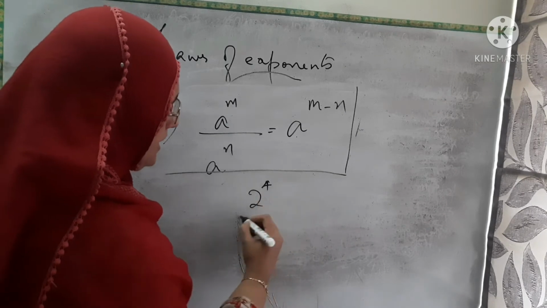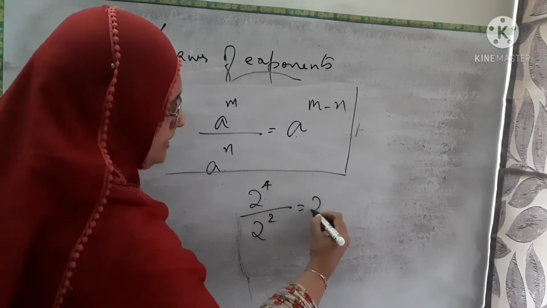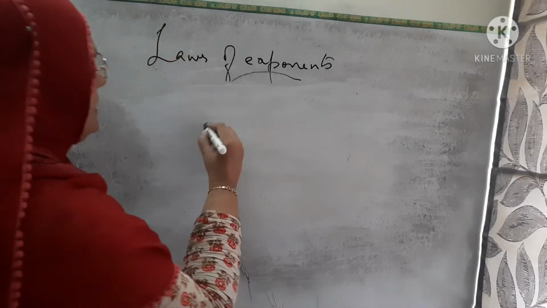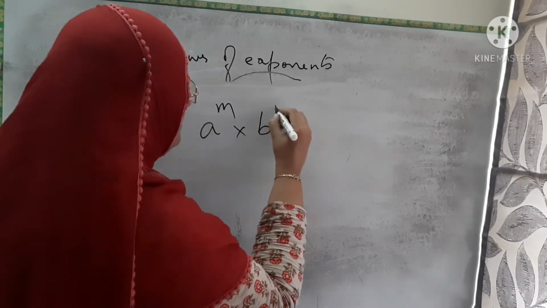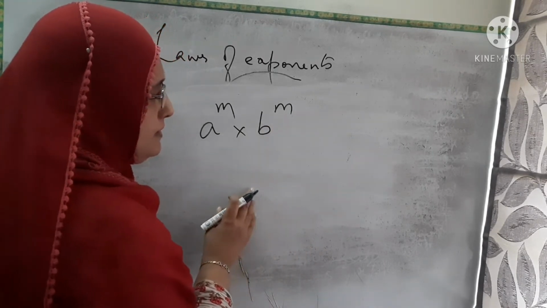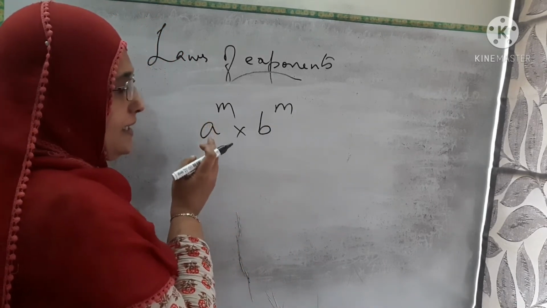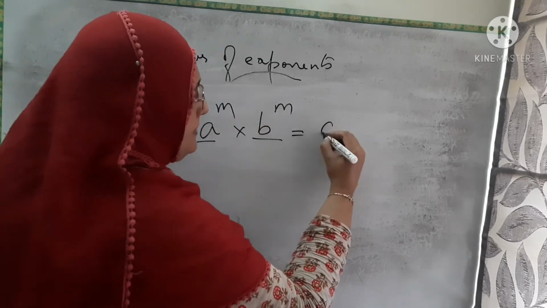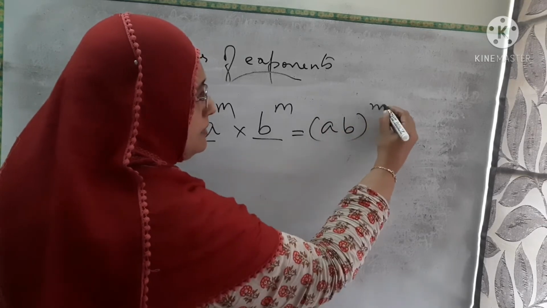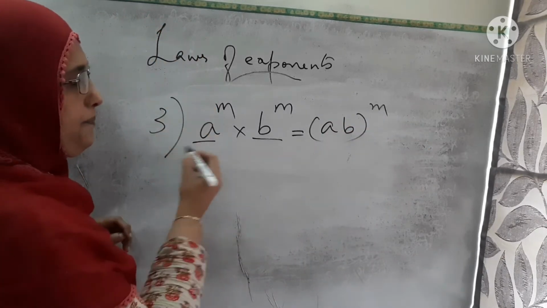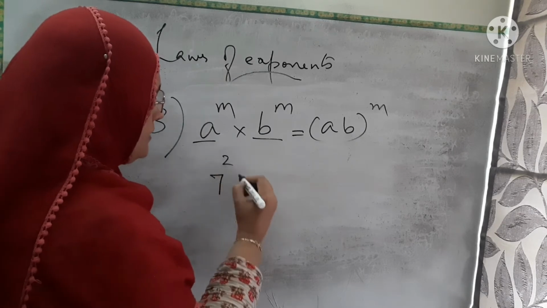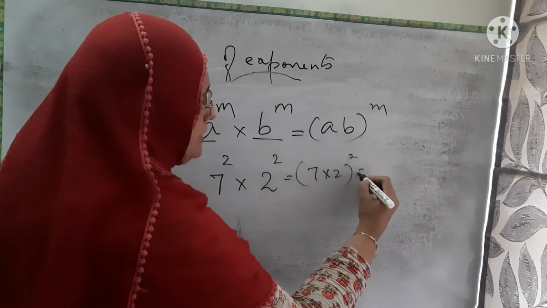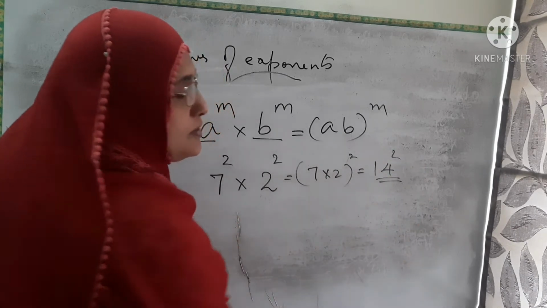2 raised to 4 by 2 raised to 2 is 2 raised to 4 minus 2, that is 2 raised to 2. Next is a raised to m into b raised to m. See, here the bases are different, but the exponents are the same. So in this case, the answer will be a into b, the whole raised to m. That is the third law. In numbers, 7 raised to 2 into 2 raised to 2 is equal to 7 into 2, the whole raised to 2, that is 14 raised to 2.